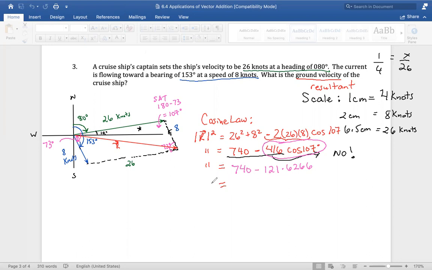So now I have, again, the resultant squared is equal to, adding those together, 861.6266, which then the resultant is equal to the square root of 861.6266, which is equal to 29.4. And we're talking about knots here in the question for the magnitude. So 29.4 knots. We've got that. Now we have to figure out how to get our angle. What direction are we in, right?